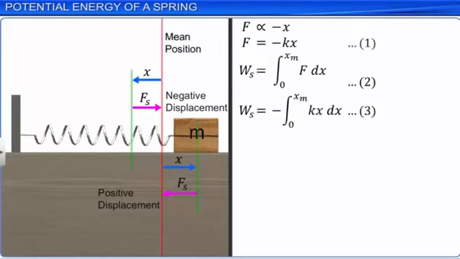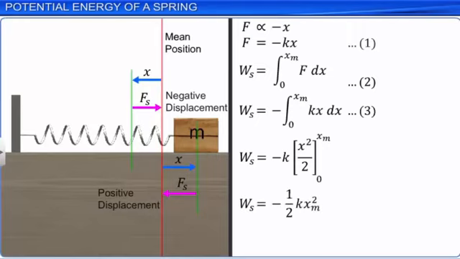On integrating equation 3, we get W is equal to minus k into x square by 2 in the limits 0 to xm. Thus, we get the work done by the spring force equal to minus half kxm square. Hence, the work done by the external elongating force will be plus half kxm square. This is the work done by the external elongating force against the spring force, and hence is stored as potential energy in the spring, as given by equation 4.